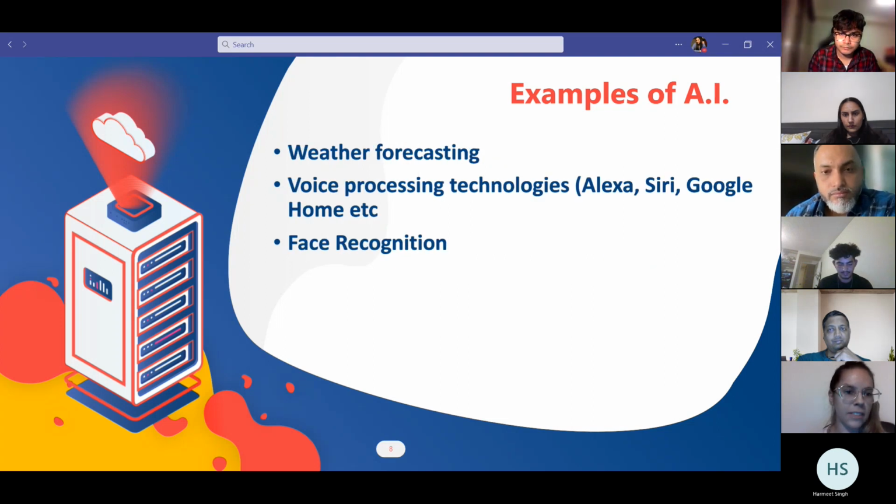We also have the weather forecasting that we use in our daily lives. We use it on our phones and our devices. We also have the voice processing technologies, as previously mentioned, Siri, Alexa, Google Home, and also the face recognition that we use on our phones, for example.